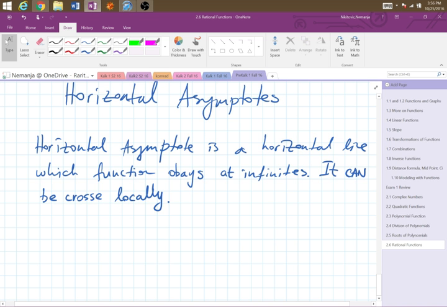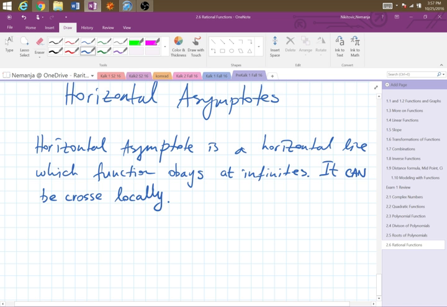Now, the question is also, how do we get it? And this is where you have to memorize. I know. It's perfectly timed. You will have to memorize 3 cases, and all of the rational functions that you get will fall in one of these 3 cases.